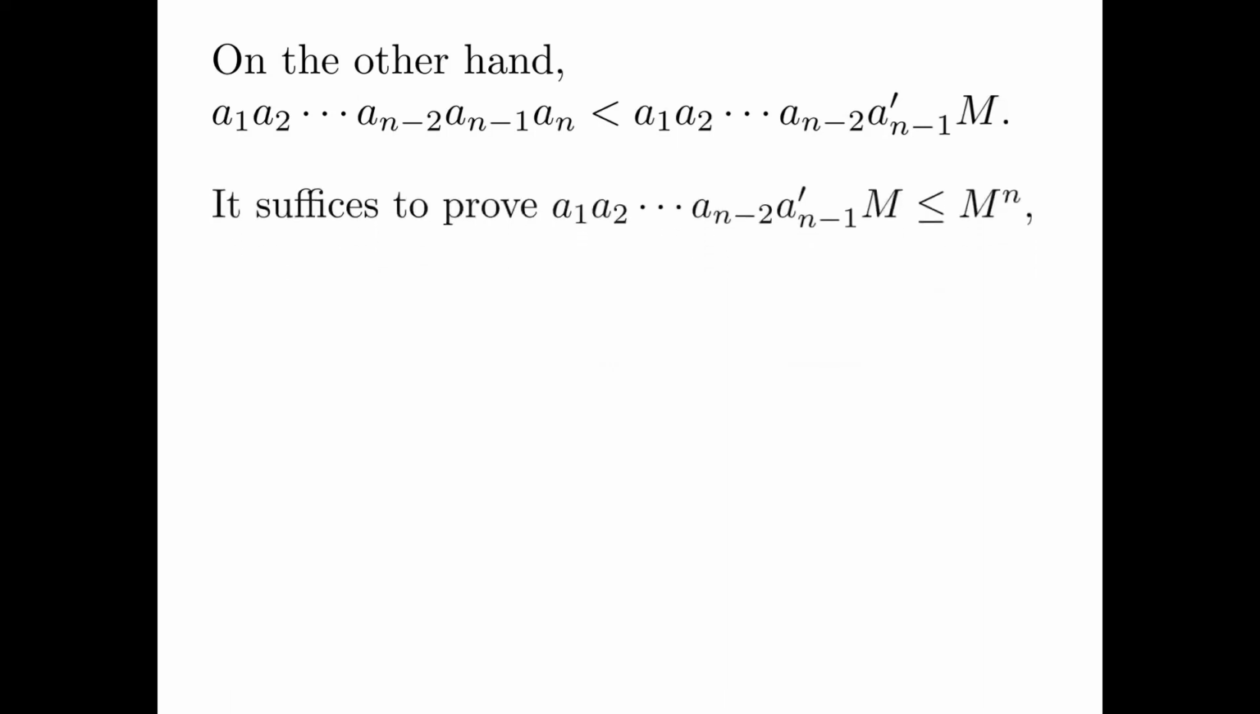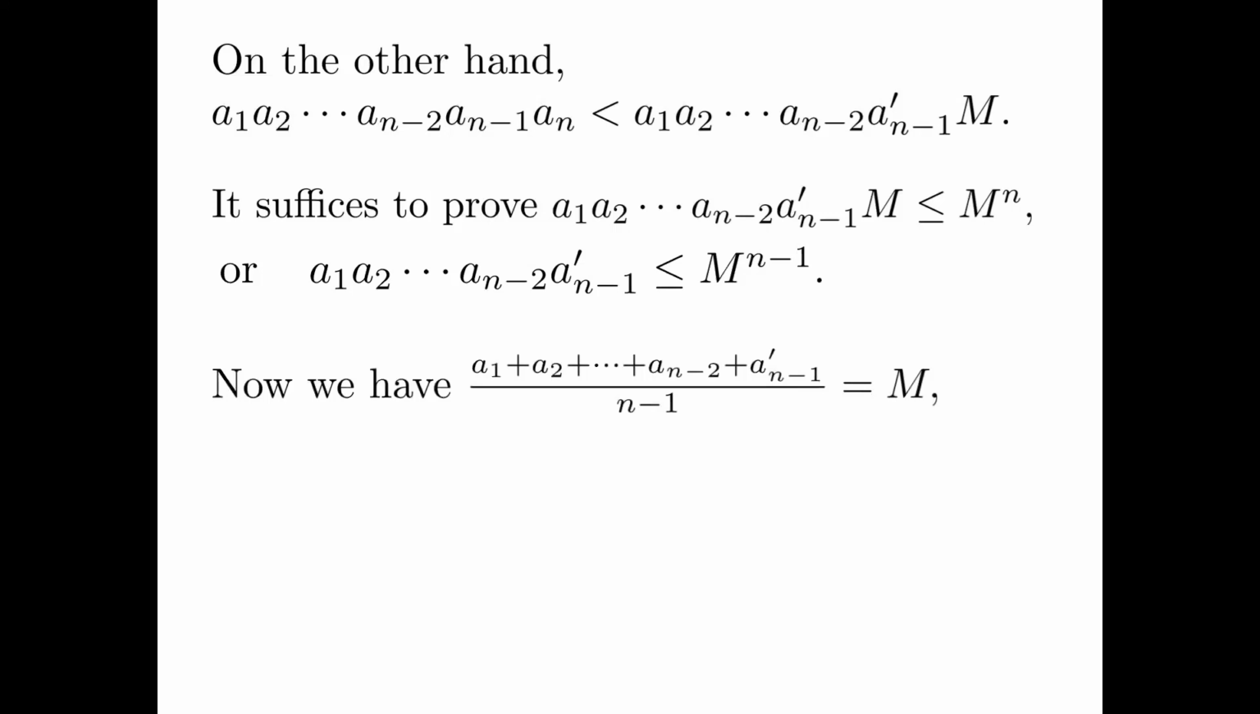Our goal is to prove that the original product of the n numbers is less than or equal to m to the power n. We are done if we can prove the larger product a1, a2, all the way to a prime of n minus 1, times m is less than or equal to m to the power n. One of them is m, so remove it from both sides. We need to prove that the product of the n minus 1 numbers is less than or equal to m to the power n minus 1.